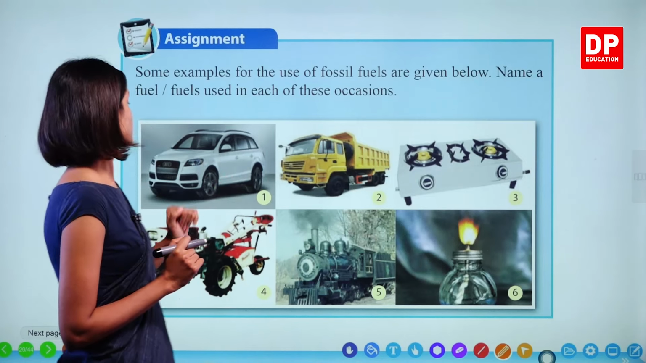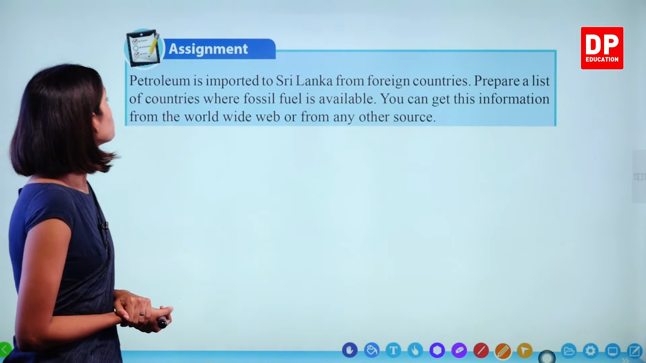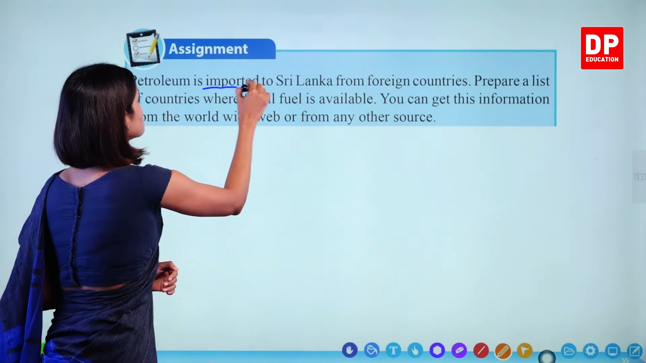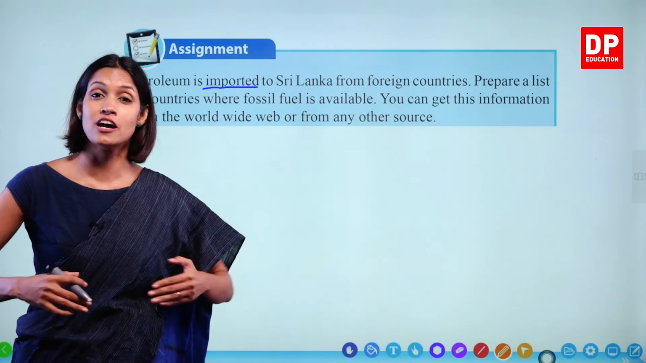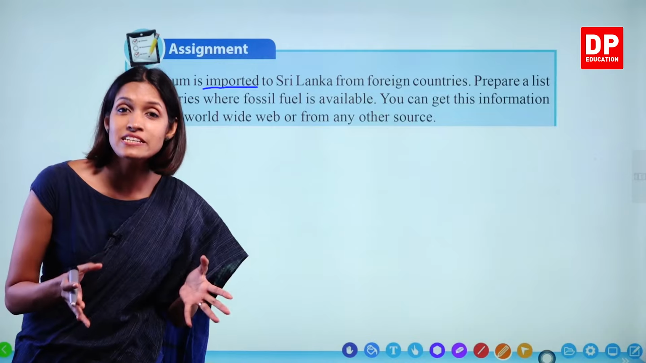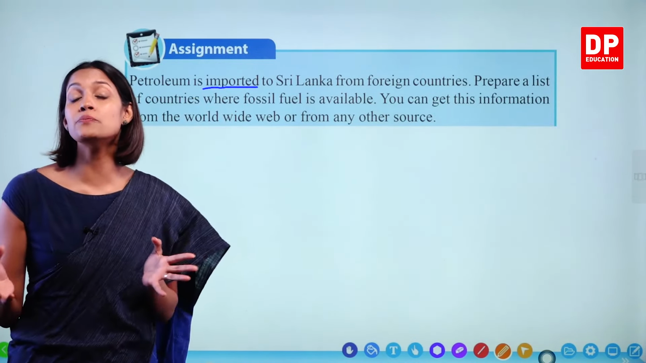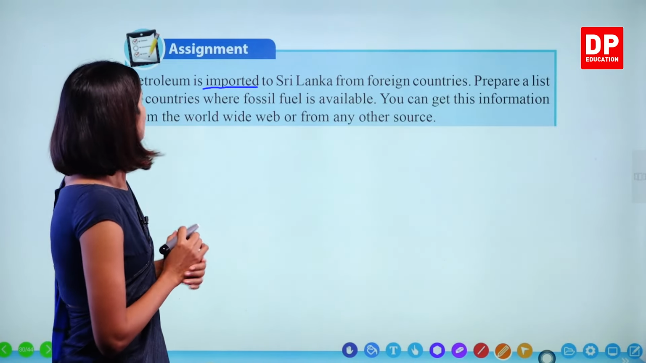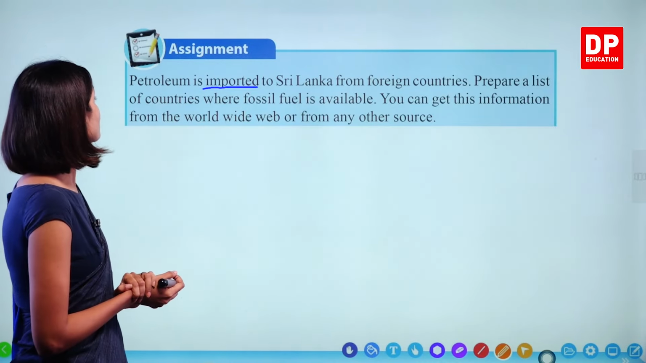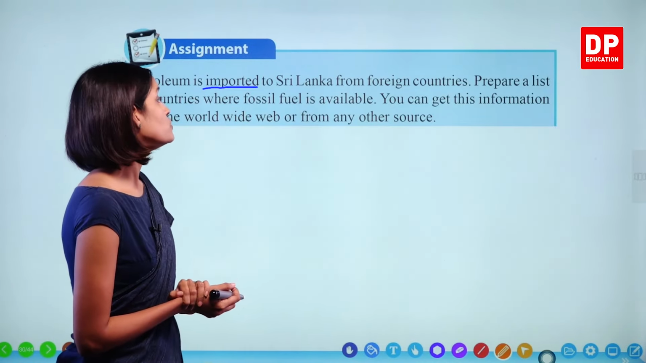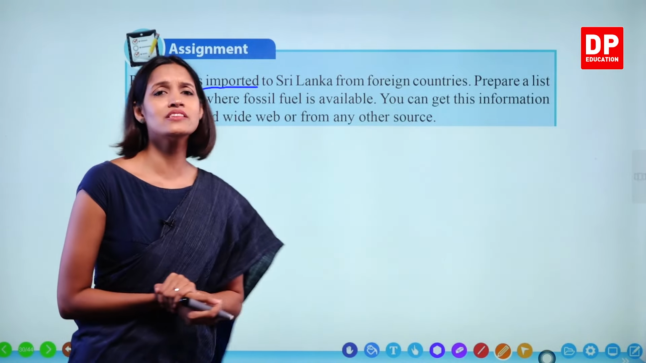Okay? Right. We have another assignment to do, children. Petroleum is imported to Sri Lanka. I told you in our country we can't find petroleum. That is because our country doesn't have the required conditions. Okay? So in our country we can't find petroleum. Therefore we have to import it. So petroleum is imported to Sri Lanka from foreign countries. Prepare a list of countries where fossil fuel is available. You can get this information from the World Wide Web, from the internet, or from any other source.